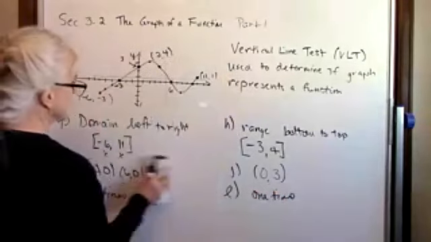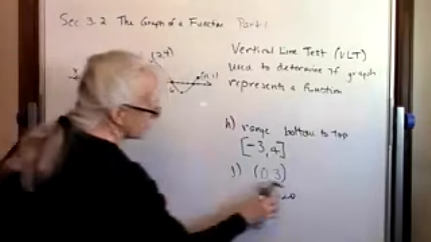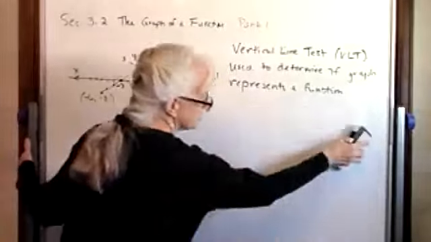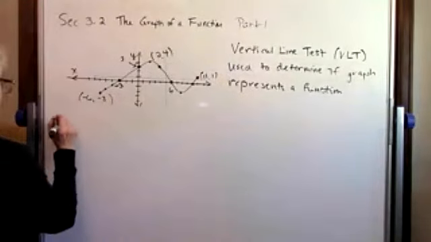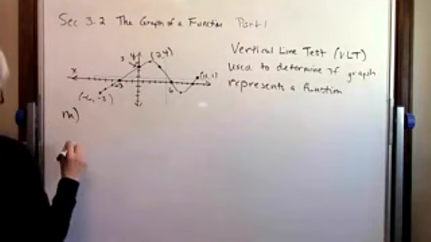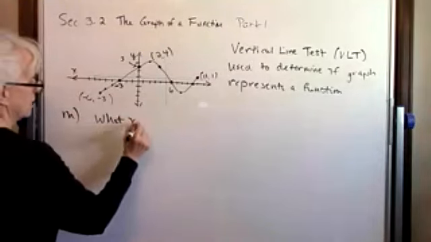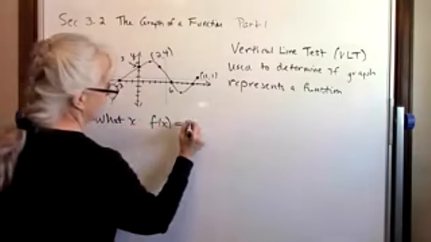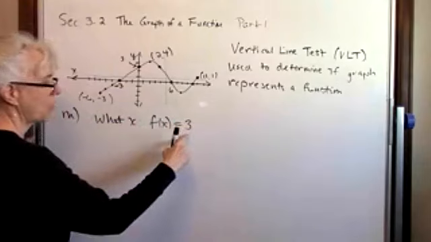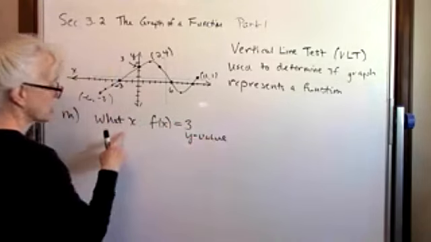Finally, 2 more questions about this wonderful little picture. Your homework gives you a different picture and asks you the same set of questions, basically. M asks, for what value of X does f(x) equal 3? Okay, well, they're giving me the output. So this is the Y value. And they're asking for the corresponding X value.